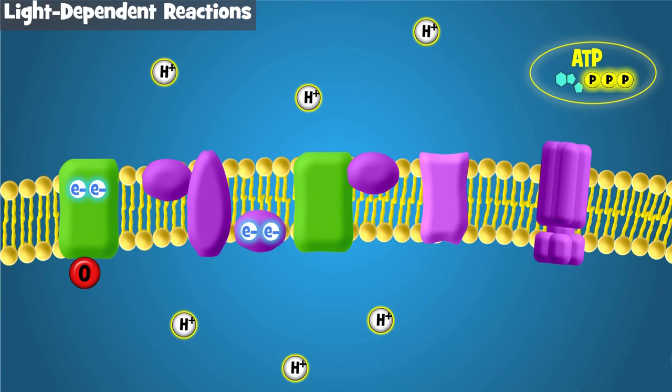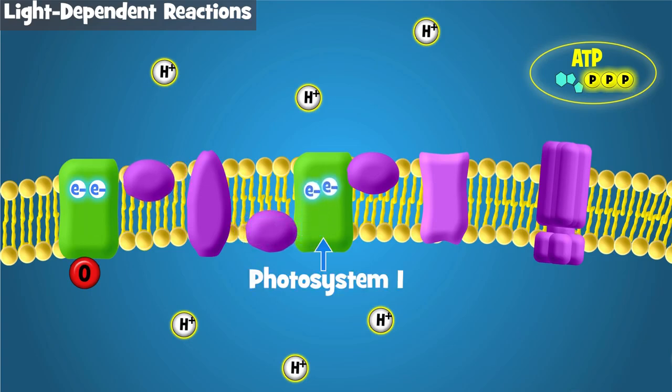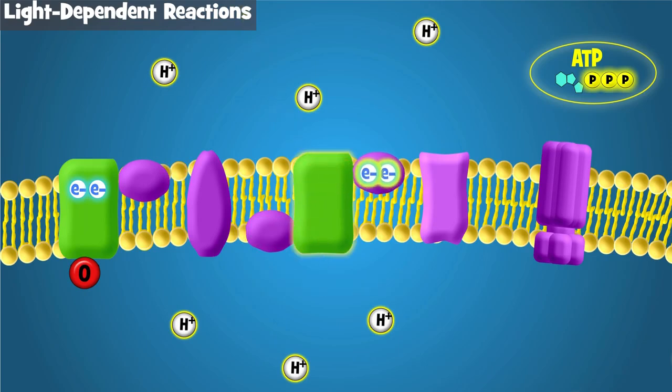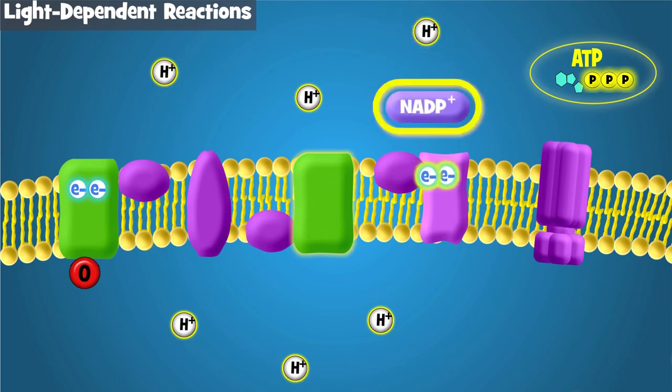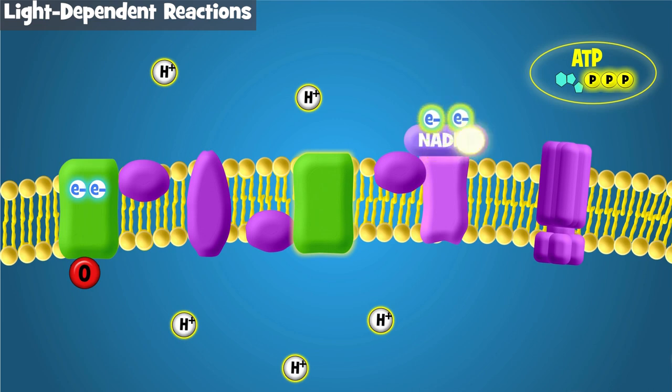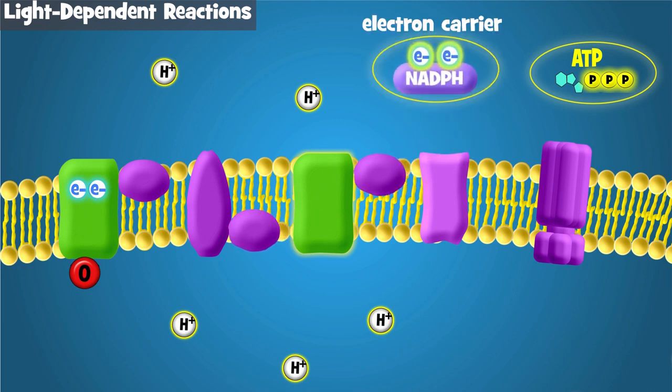When the electrons reach the end of this first electron transport chain, they go to photosystem 1, where light excites them once again. They travel down a second, shorter electron transport chain, where they are accepted by a molecule called NADP+. When it accepts the electrons, it also accepts hydrogen and becomes NADPH. NADPH is an electron carrier and is another key product of the light-dependent reactions.